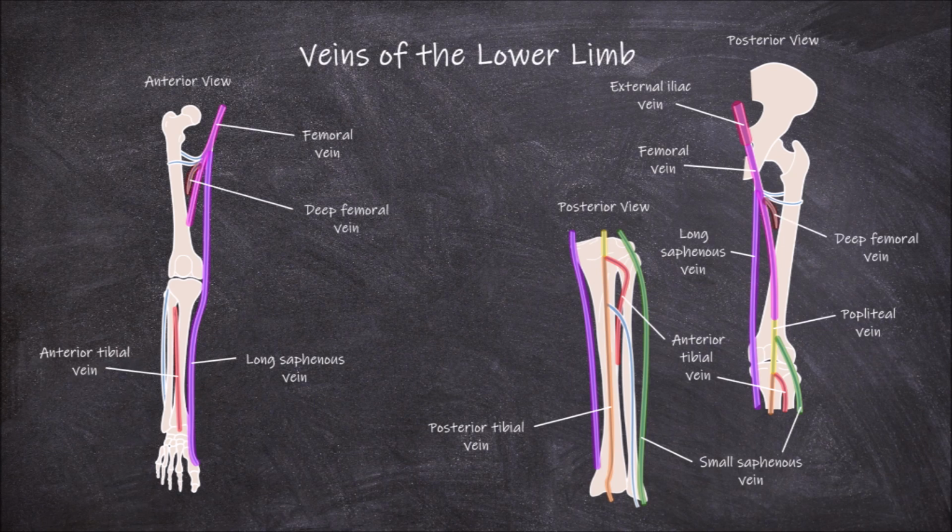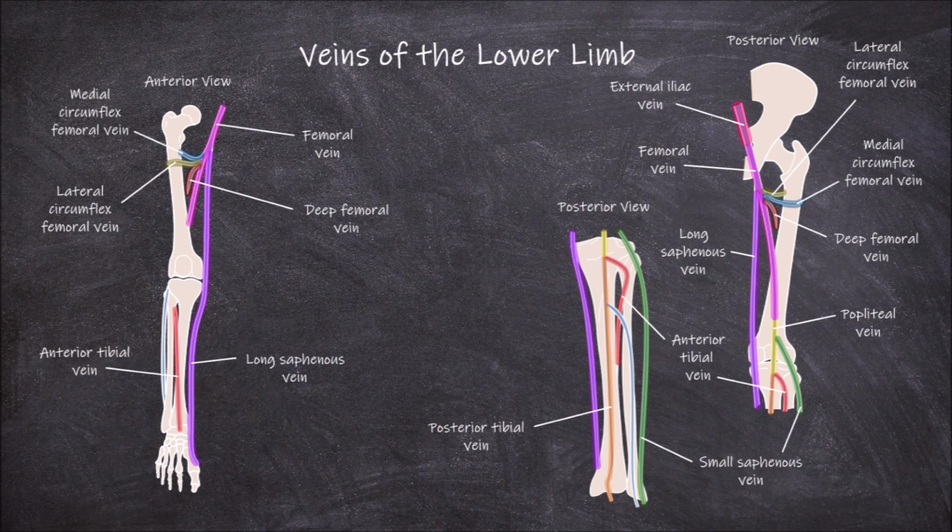The deep femoral vein runs superior-medially up the inner thigh to drain into the femoral vein. The lateral circumflex femoral vein runs horizontally along the anterior of the femur bone to drain into the femoral vein. The medial circumflex femoral vein runs horizontally along the posterior of the femur bone to drain into the femoral vein. And lastly, the fibular vein runs up the lateral side of the lower leg before turning medially to merge with and drain into the posterior tibial vein.